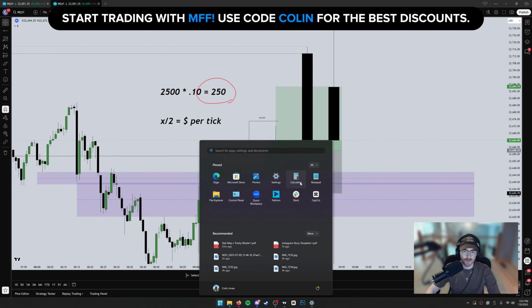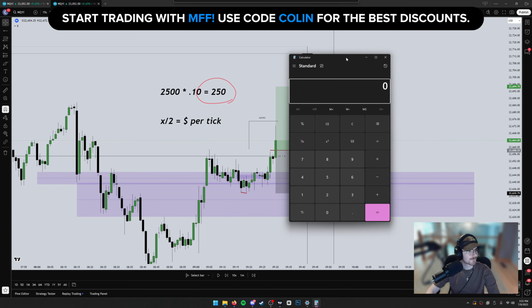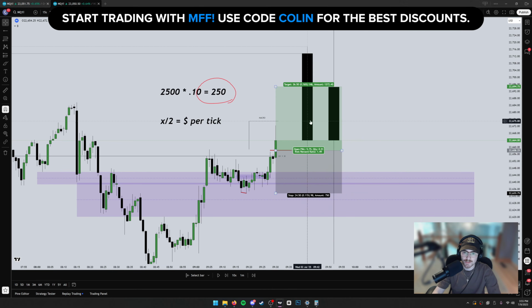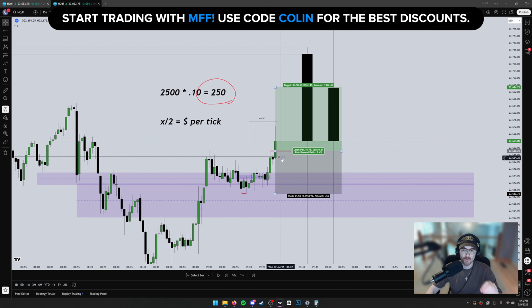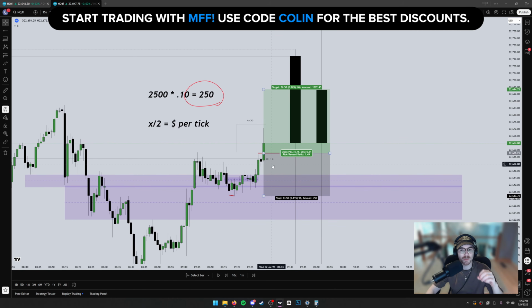So if we pull up our calculator, let me pull this up over here. We'll do, how many ticks was this? 98. So we'll do 98 divided by 2. Okay, that gives us 49. So that means that $49 per micro is going to be risk on this trade, given that this is your entry and this is your stop.